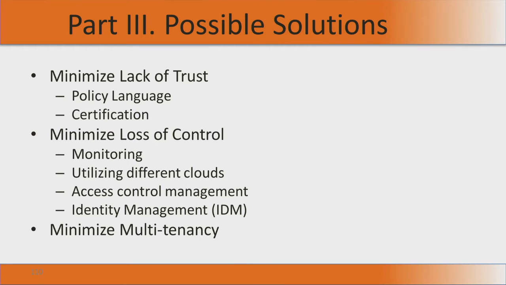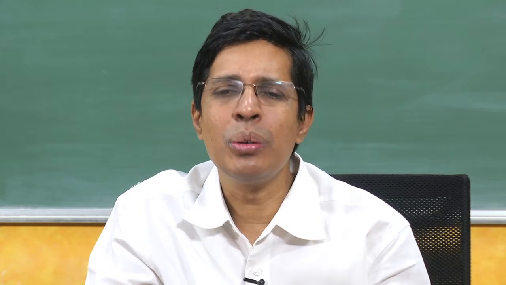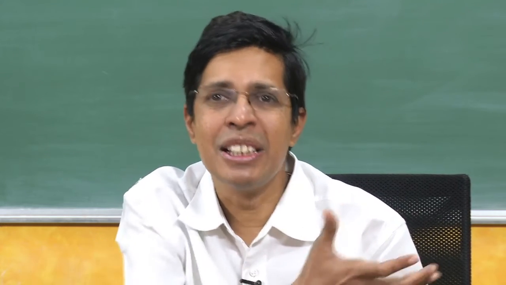The solutions could be actually in 3 parts, and we will cover the first part in this session, while we will cover the remaining 2 parts in the next session. So the first part would be to minimize lack of trust, the second thing is to minimize loss of control, and the third thing is to minimize multi-tenancy. So we have to look at all these 3. If I minimize lack of trust, I start trusting the cloud service provider, certainly the fears would reduce. Now what are the different ways by which I could minimize lack of trust?